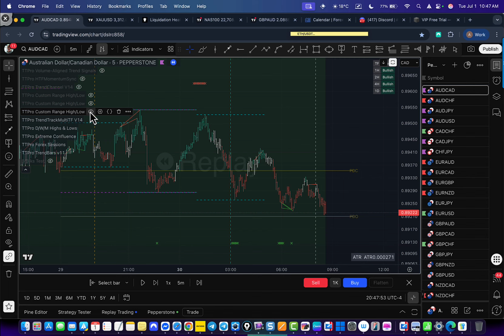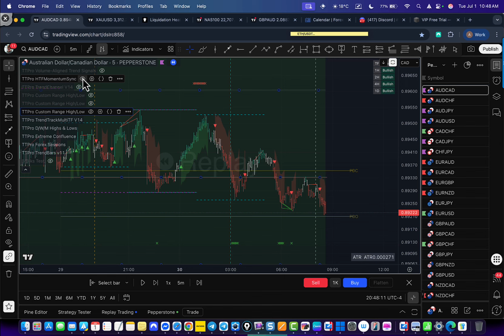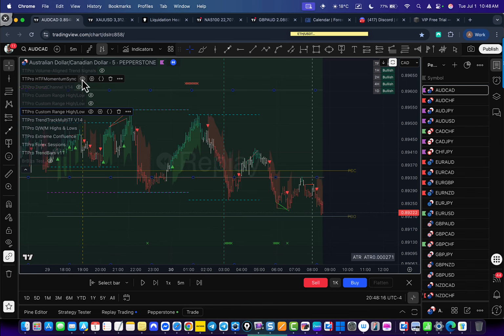The custom range high and low. Let's go for the New York session. Well, we'll go 9 till 10 because we know a bit of volatility kicks in around 9:30. And these are not buy and sell signals, by the way. This just tells us when there's strong momentum on multiple time frames pushing in a certain direction.